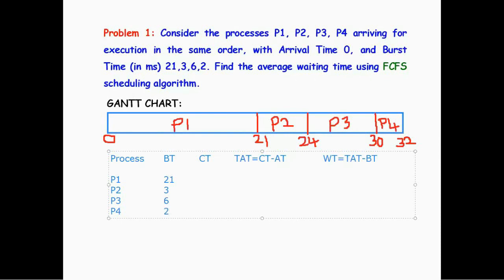From the Gantt chart, the completion time for process P1 is 21. So, let me take the completion time as 21. For P2, from the Gantt chart, the completion time is 24. So, here it is 24. For P3, the completion time is 30. For P4, the completion time is 32.